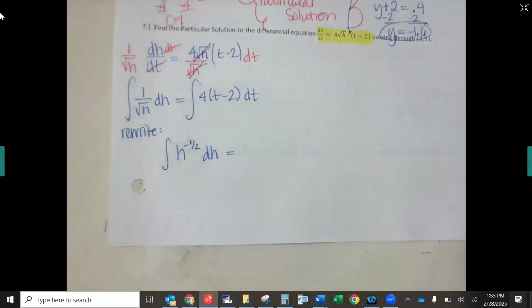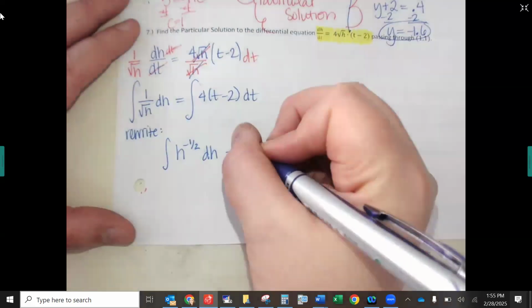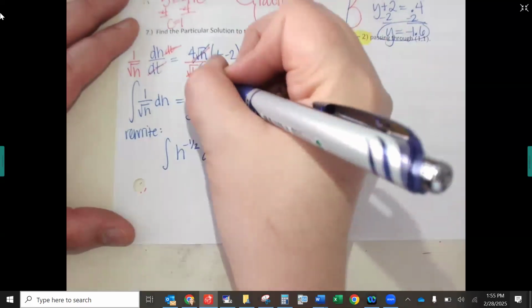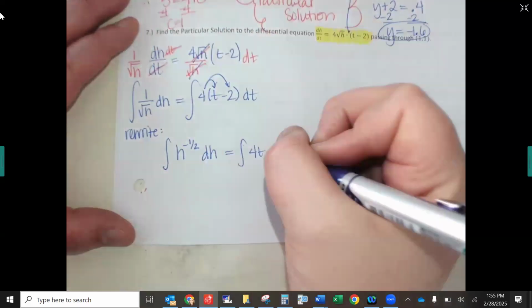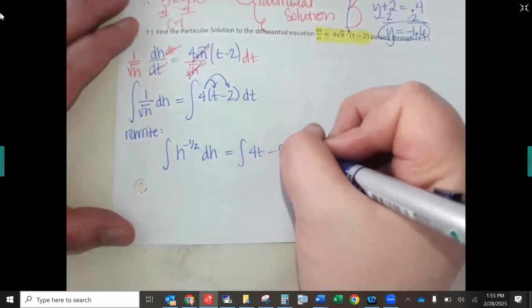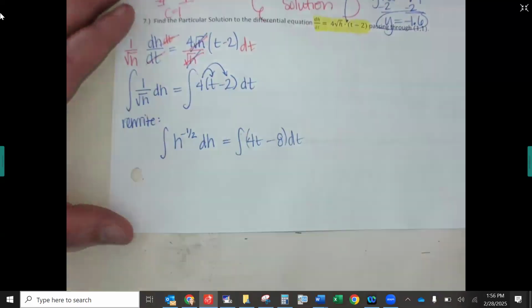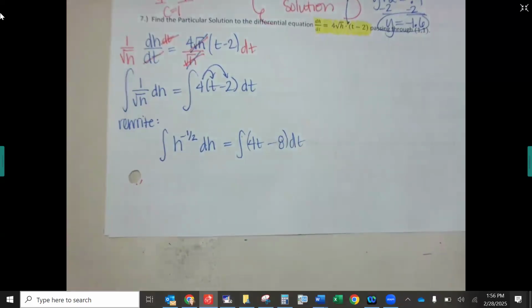If you think about that, that should make sense, that the half comes from the square root, the negative comes from the fact that it's on the bottom. On this side, there's no product rule, but this is an easy fix. What can I do with the 4 to get rid of the parentheses? Yeah, just distribute it. So if I rewrite on this side, now that's a 4t, and then 4 times minus 2 is a minus 8. And then we're ready to do the antiderivatives.